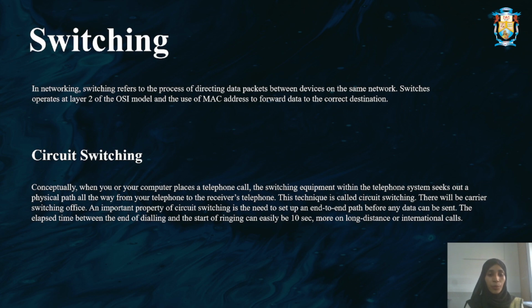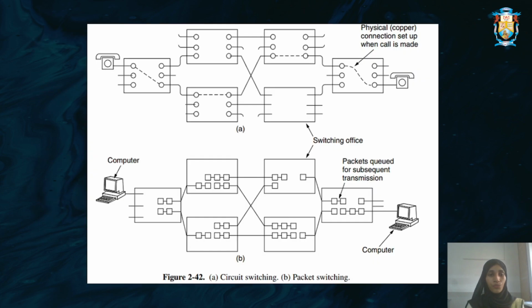An important property of circuit switching is the need to set up an end-to-end path before any data can be sent. The elapsed time between the end of dialing and the start of ringing can easily be 10 seconds, more on long distance or international calls. So these are the carrier's offices, and these are the incoming signals, and these are outgoing signals. There are signals passing through one box to the other box. So these are establishing physical connections between the carrier offices. So this is circuit switching, and this is packet switching.